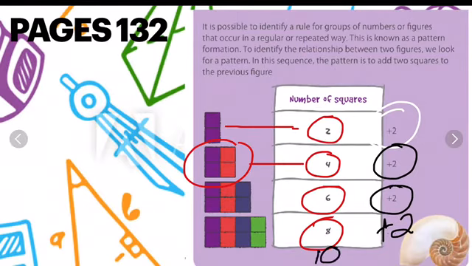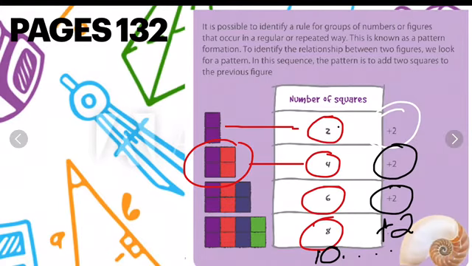Then I will have 10. So on and so on. You see, this is really simple, okay? Here is a number of squares. This is a sequence. They start by 2. And they add 2.